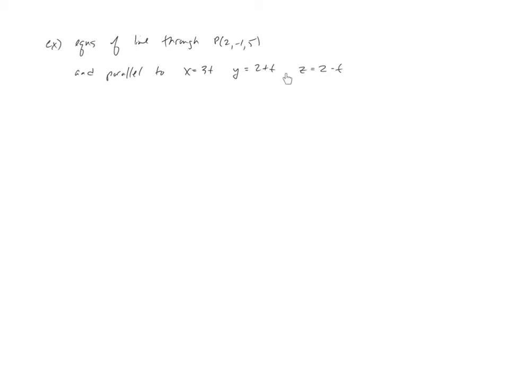Well, if we think about it, this is a line and it has its own direction vector. The direction vector for the line given is going to be the coefficients out in front of the parameter. So we've got a 3, a 1, and a -1. So those components put together give us our direction vector. So 3, 1, -1.